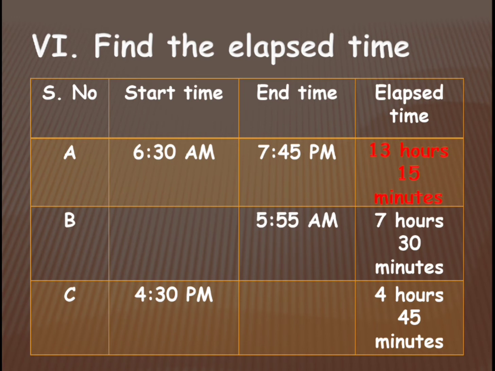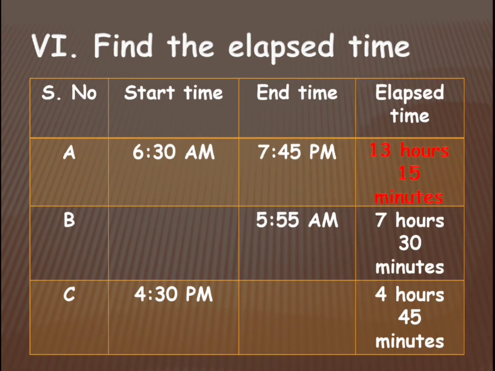Now coming to the second case where end time is given and elapsed time is given. You need to find out the start time. So what you will do, you will take the end time and you count backwards by 7 hours 30 minutes. Okay, so this 7 hours 30 minutes you have to go back from 5:55 a.m., that is in the early morning. Okay, go back now.